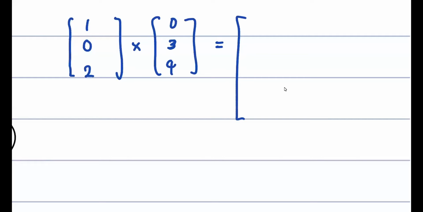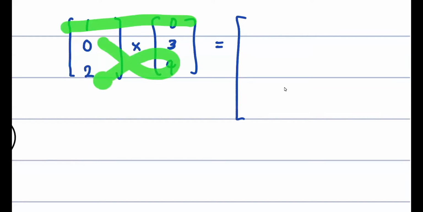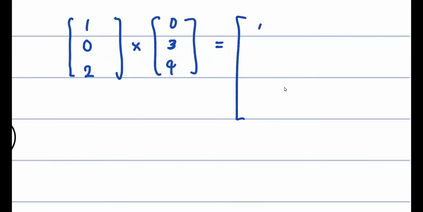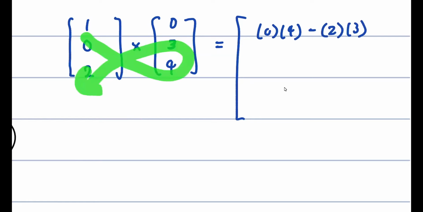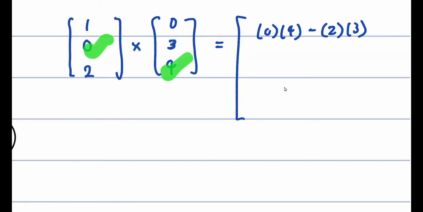You strike off the first row. What do we get? Then it's 0 times 4 minus 2 times 3. Very good. Or 3 times 2, same thing. I like to think of it like this direction, so I just read off 0 times 4 minus 3 times 2. Or 2 times 3, same thing.